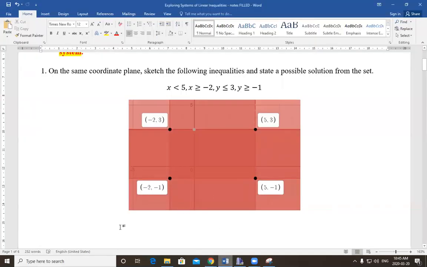So if we were going to state a possible solution, one possible solution, we would state it as a coordinate pair. I'll again pick the point here, which was (0, 3). So (0, 3) is one solution, or you could state it as x equals 0, y equals 3. Okay, more commonly to present it as a coordinate pair, but that's fine. Okay, so that is how we do systems of inequalities on one coordinate plane.